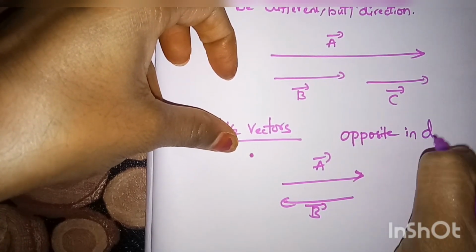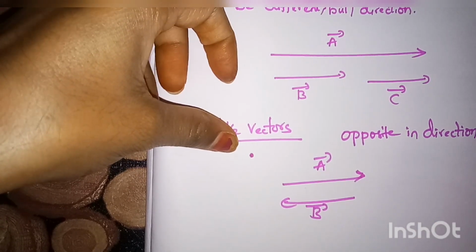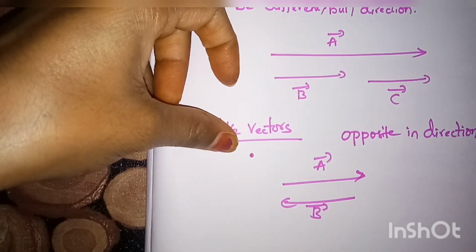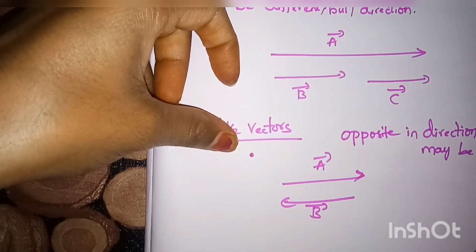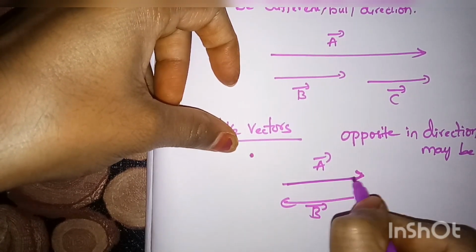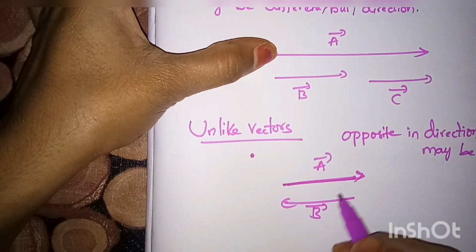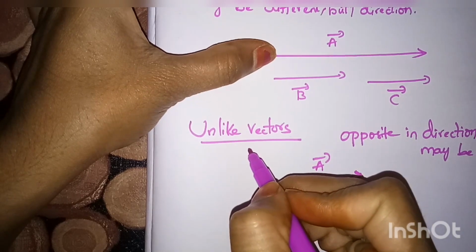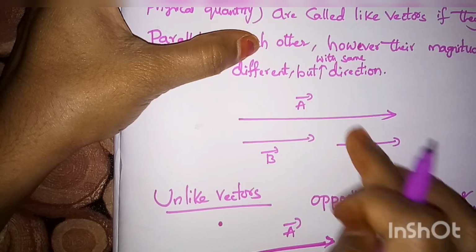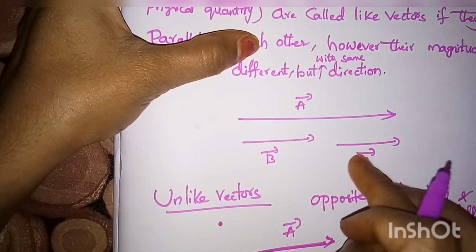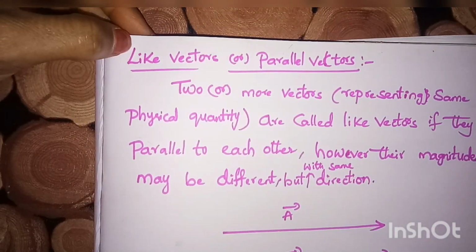Magnitude means length. These we call magnitude, length. So these may be different and should move in opposite directions to each other. That we call unlike vectors. And different magnitudes, same direction, and parallel to each other, that we call like vectors.